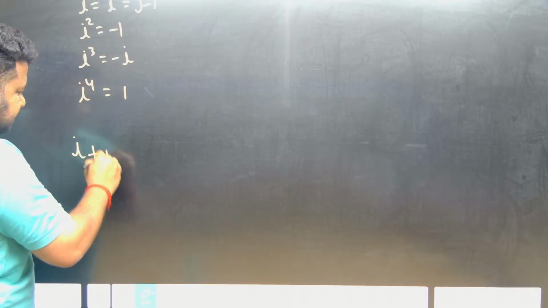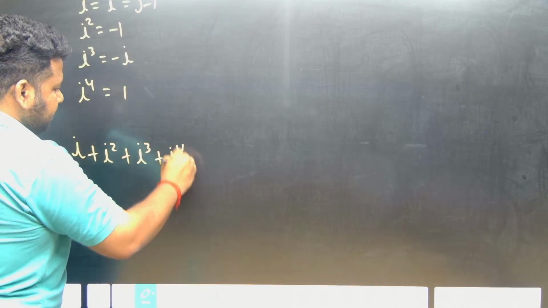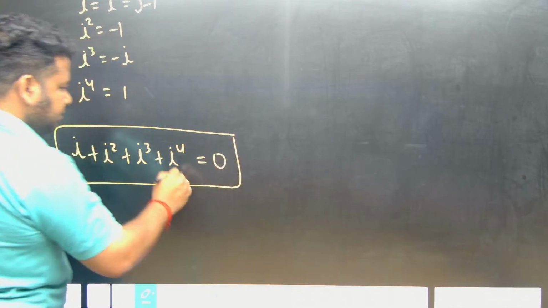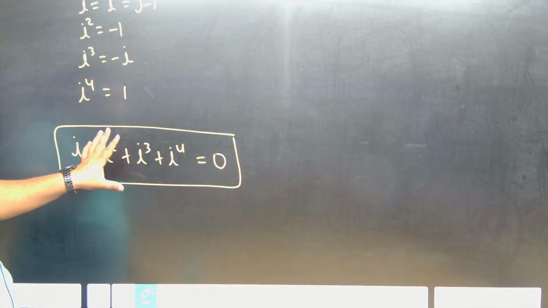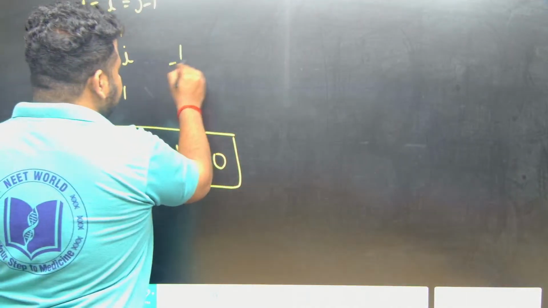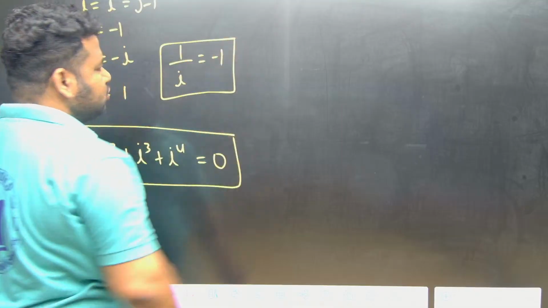I plus I square plus I cube plus I power 4, this value is equal to 0. You have to know this. Definitely you have to remember this value. Now you have to know one more thing. I told you, 1 by I, the value is equal to minus I.